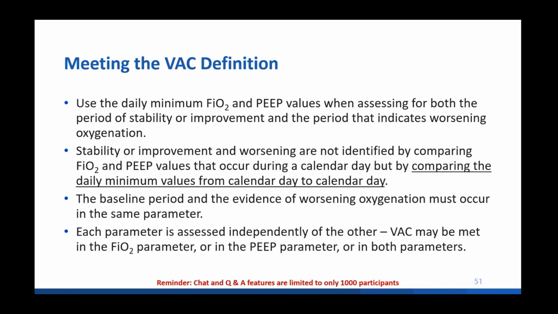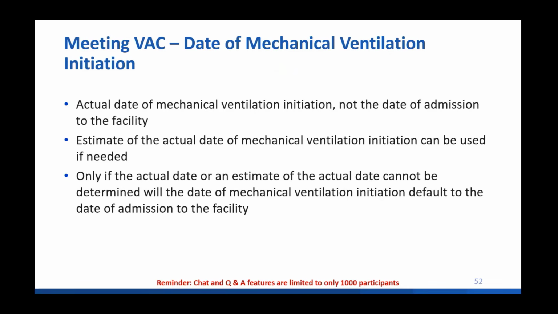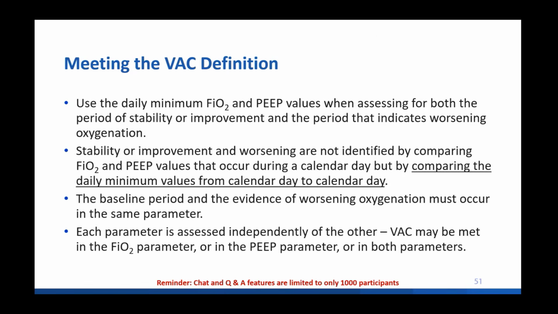So let's put this all together to meet the VAC definition. First, you must use the daily minimum FiO2 and PEEP values to assess for a period of stability or improvement and also the period that indicates worsening oxygenation. Remember that stability or improvement and worsening are not identified by comparing FiO2 and PEEP values that occur during a calendar day, but by comparing the daily minimum values from calendar day to calendar day.